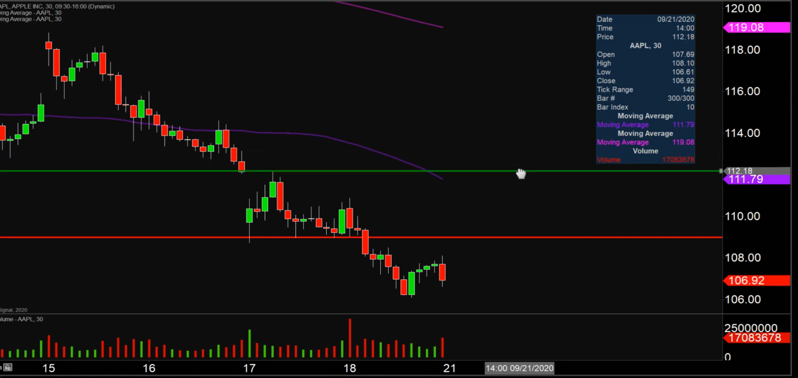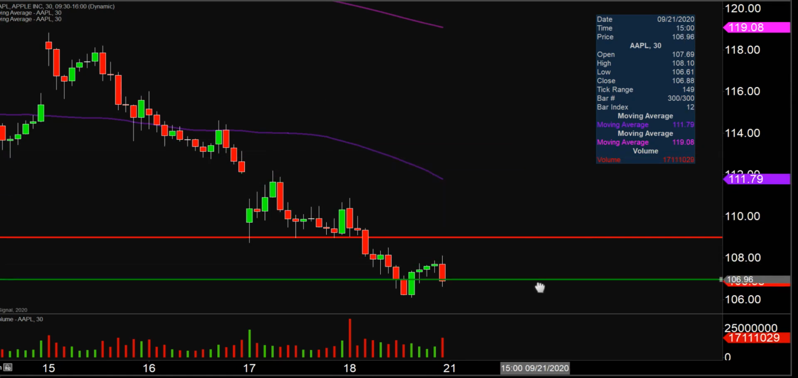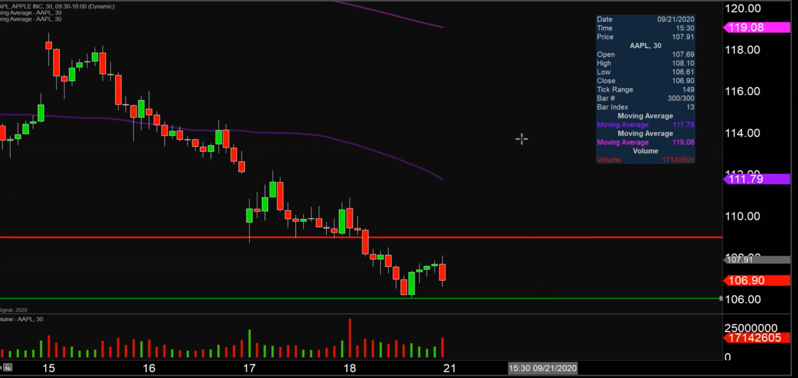In terms of levels of support, nothing fancy here at all. Just a question of, well, where did the bleeding finally stop today? And the bleeding finally stopped down there at the 106 mark. So 106, that first key level.